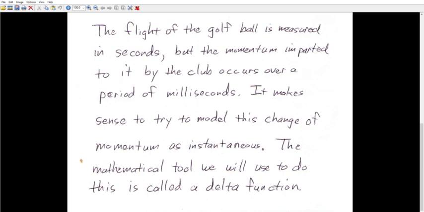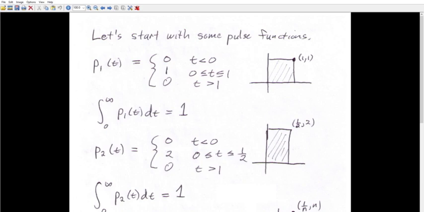tool we will use to do this is called the delta function. To understand the delta function, let's start with some pulse functions. So P1 of t is 0 when t is less than 0. It's 1 between 0 and 1, and it's 0 when t is bigger than 1. So this is in some sense a unit push in that the area under our pulse function is 1. And so if you integrate the pulse function from 0 to infinity, you get 1, which is the area under the curve. P2 is very similar.